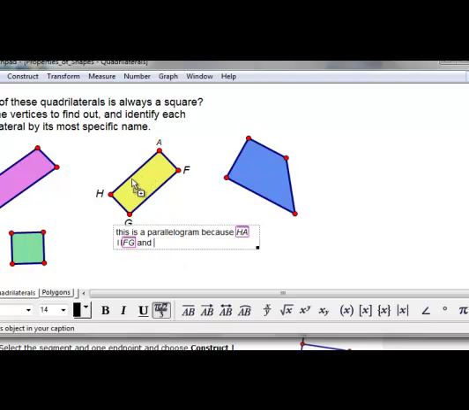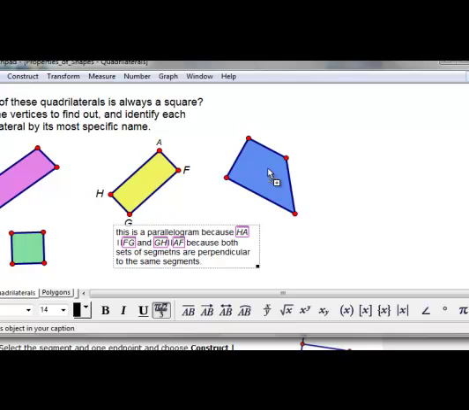And by the same token, HG, once again, is parallel to AF, because both sets of segments are perpendicular to the same set of segments.